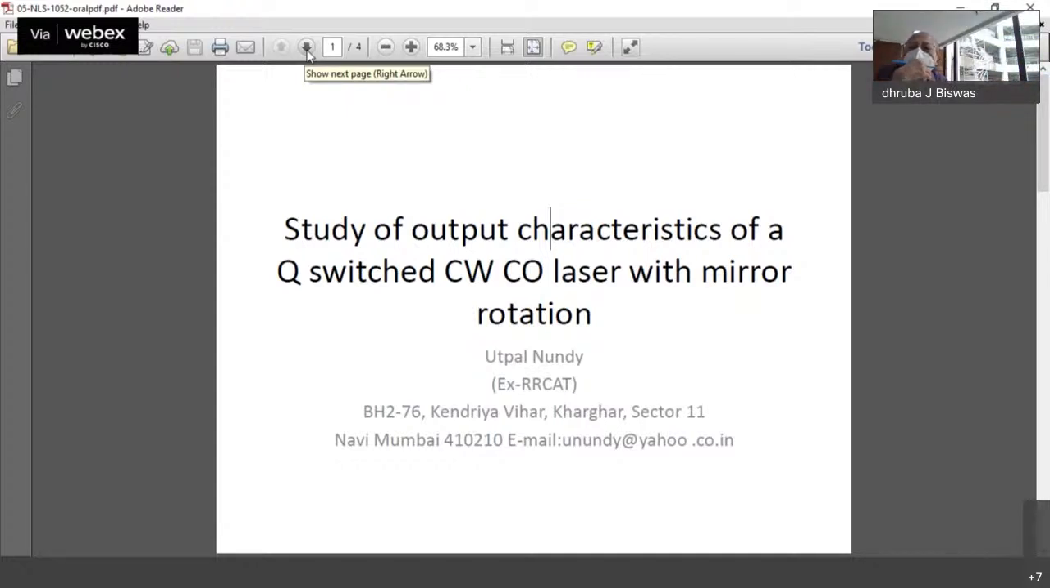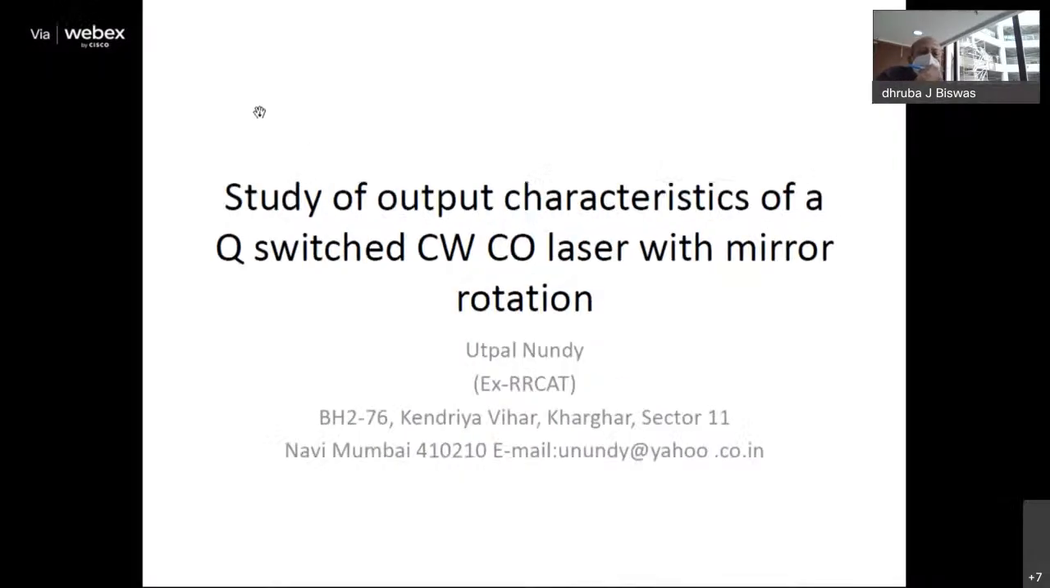The title of my talk is Study of Output Characteristics of a Q-switched CW CO laser with mirror rotation. Obviously, we are talking about rotating mirror Q-switching. Any CW laser will normally have a curved total reflector and an output coupler. Now, if you rotate the curved mirror, then you can produce a giant Q-switched pulse.